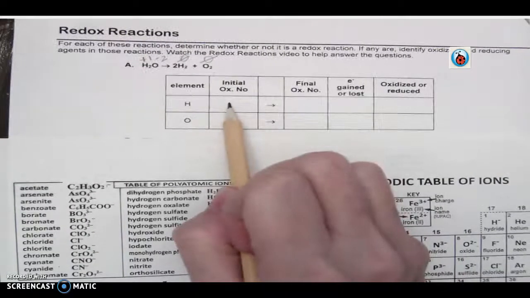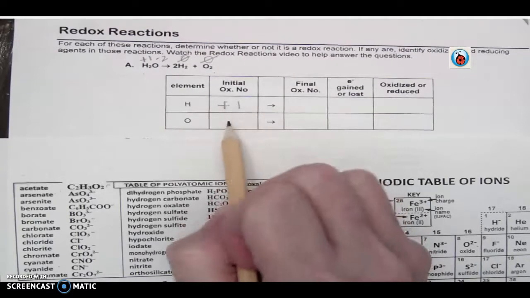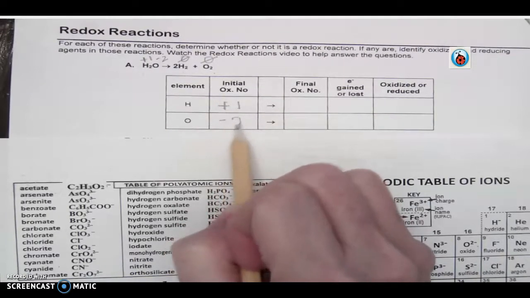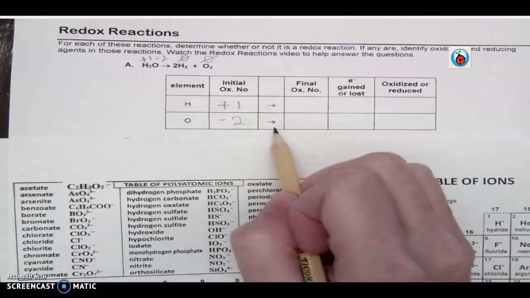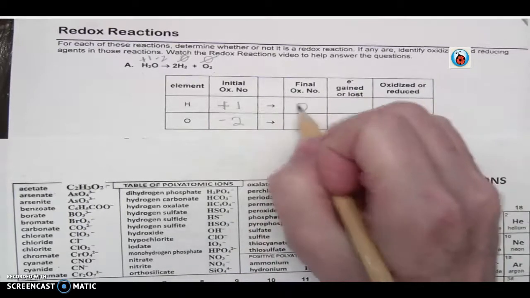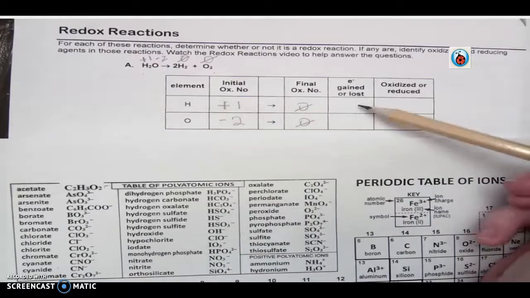Okay, so then let's go down here and answer our questions. The initial oxidation number for hydrogen is +1. The initial oxidation number for oxygen is -2. All right, on the other side of the arrow, on the product side, what's our charge? 0 and 0.